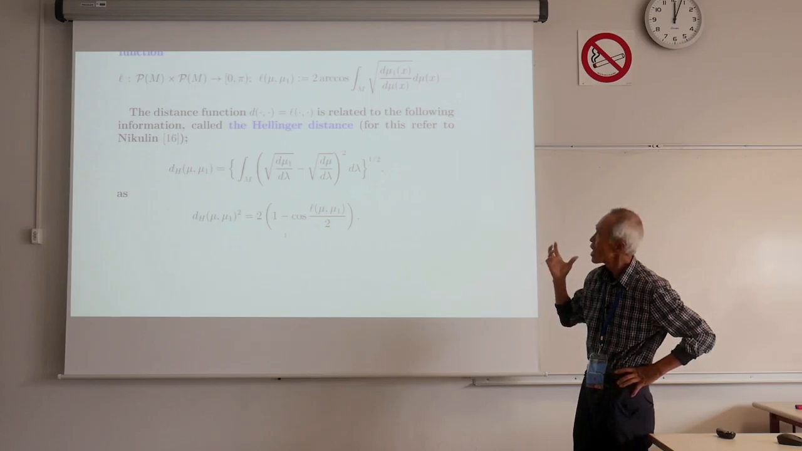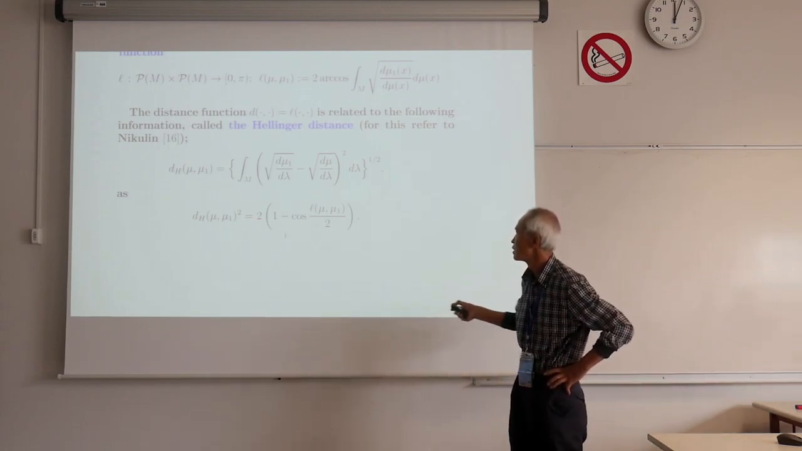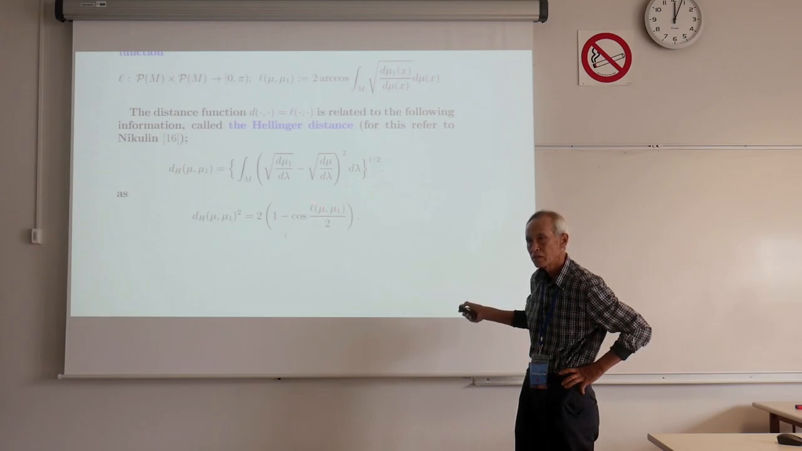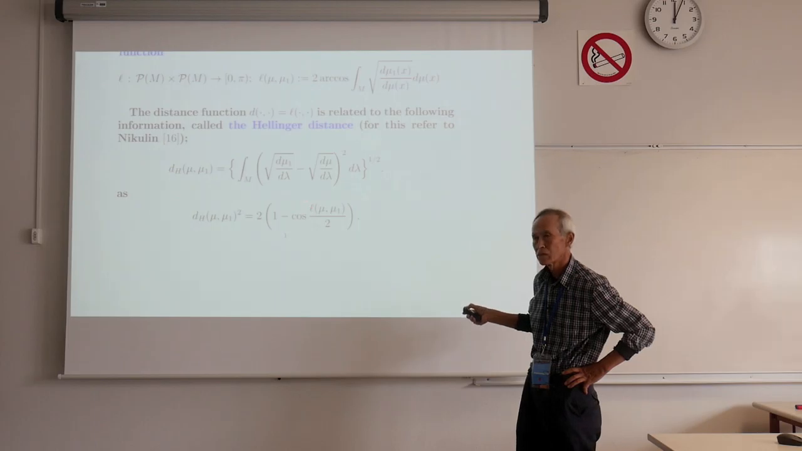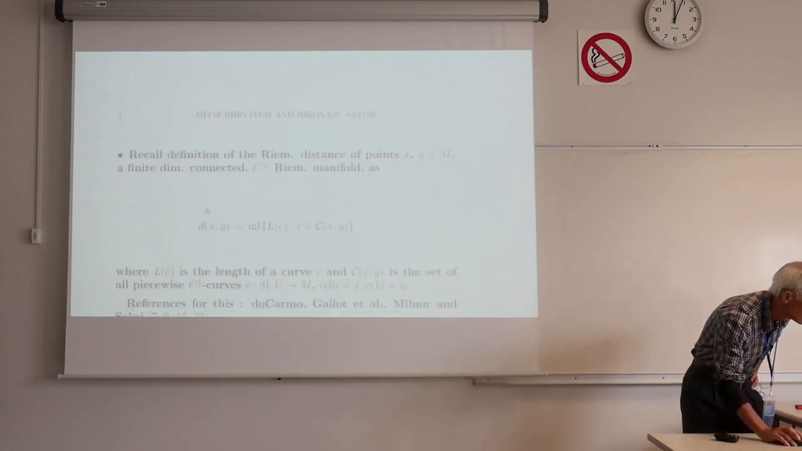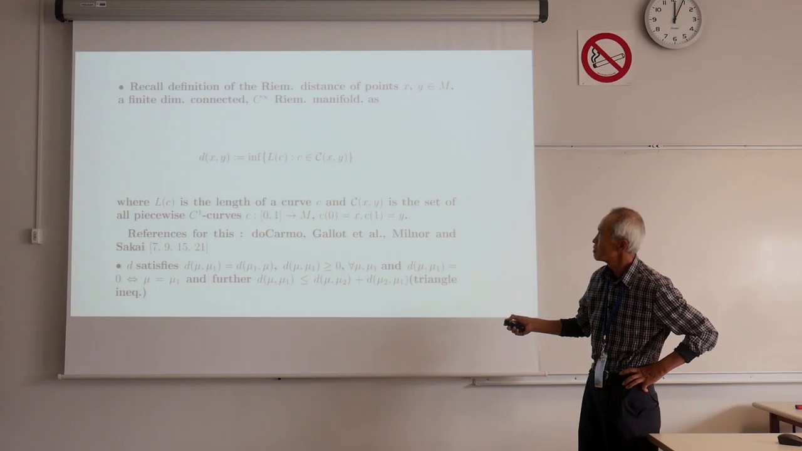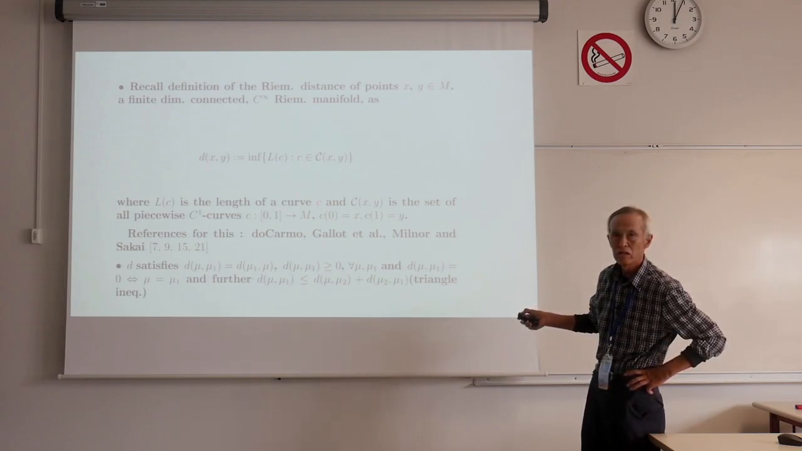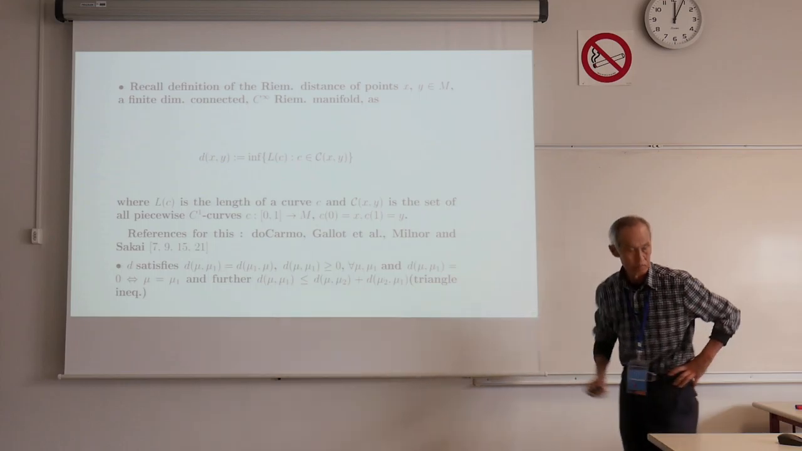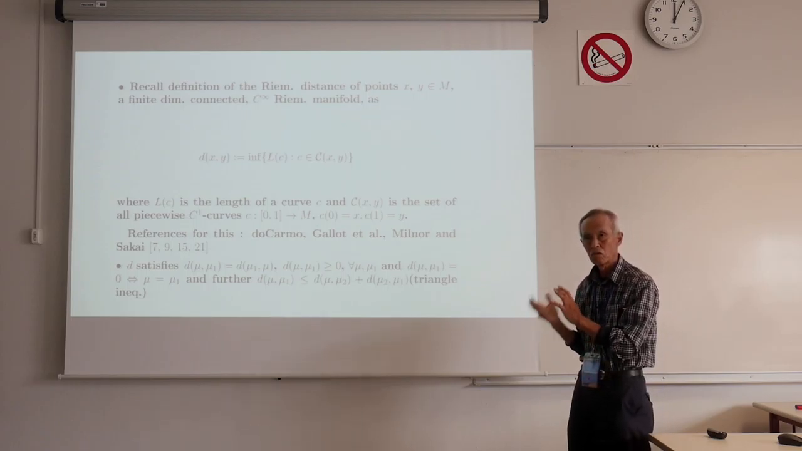And this Riemannian distance is related to a famous distance in information geometry called the Hellinger distance. And the relation is just this one. So this is the Hellinger distance, and here, L is just the length function. But later I'll explain this is the Riemannian distance of two points, mu and mu one. So this is just the elementary definition of Riemannian distance.